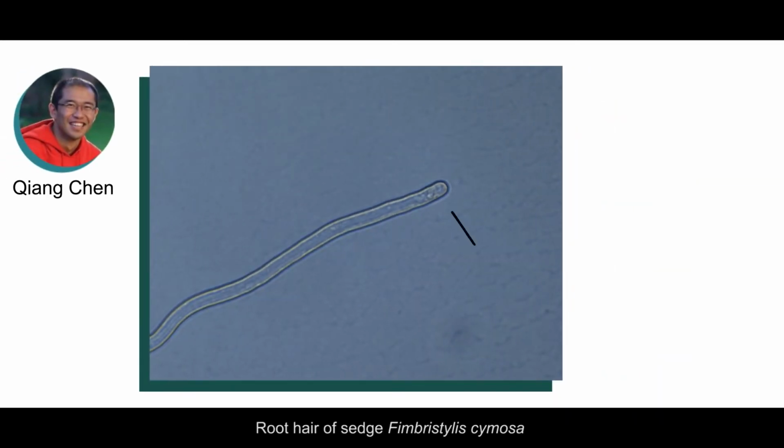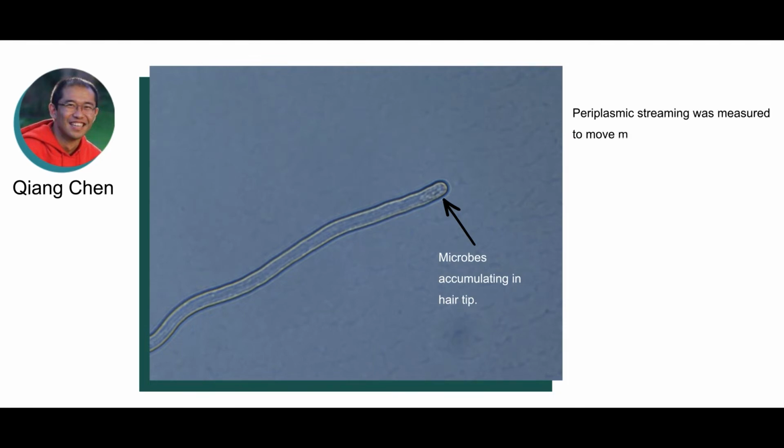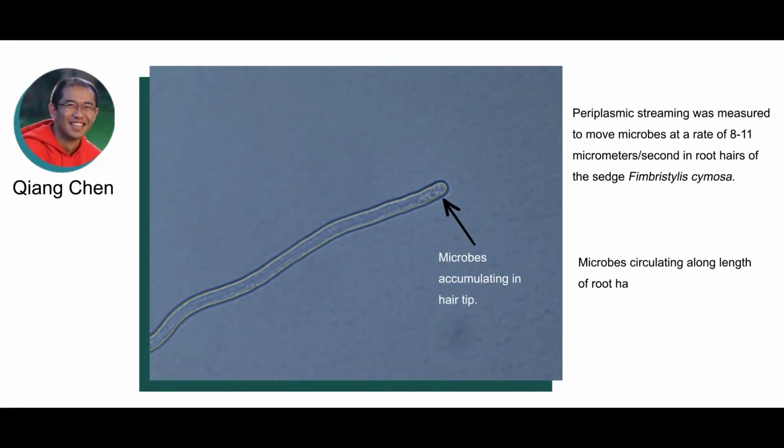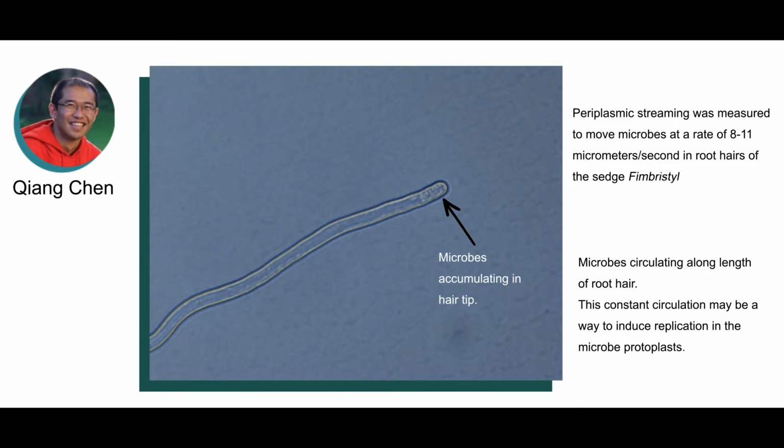Root hair of sedge Fimbristylis cymosa. Periplasmic streaming was measured to move microbes at a rate of 8 to 11 micrometers per second in root hairs of the sedge Fimbristylis cymosa. Microbes circulating along length of root hair. This constant circulation may be a way to induce replication in the microbe protoplasts.